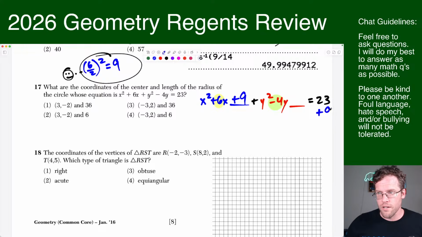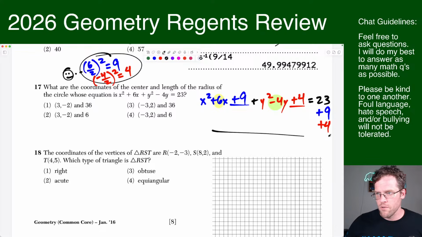Okay, and then I'm going to do 9 on this side too. Whatever you do to the left side, you have to do to the right. Golden rule of algebra. All right, so then next I'm going to go negative 4 over 2 squared. Negative 2 squared is 4. And that's the mystery value I'm adding to both sides to complete the square.